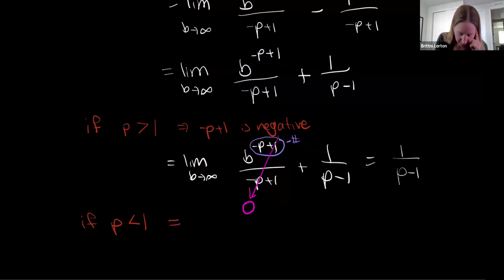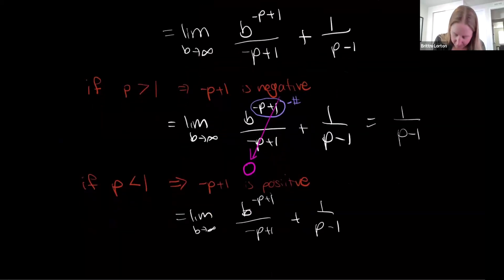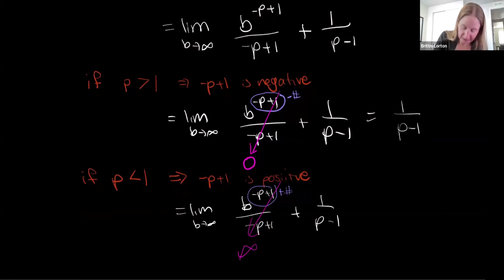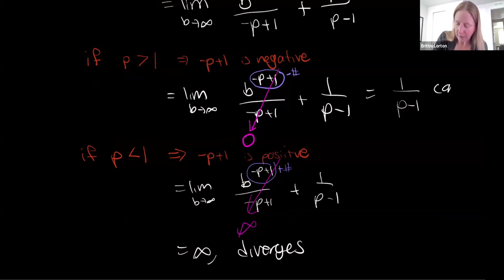So if p were less than 1, then that exponent is a positive number. Then that would mean that the limit as b goes to infinity of b to the negative p plus 1 over negative p plus 1, plus 1 over p minus 1, has a positive exponent. So that whole thing would approach infinitely large. And since that limit was infinity, the improper integral diverges, where it converges when I had a finite number.